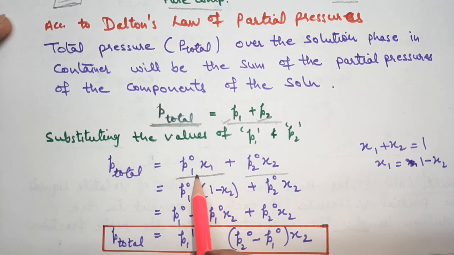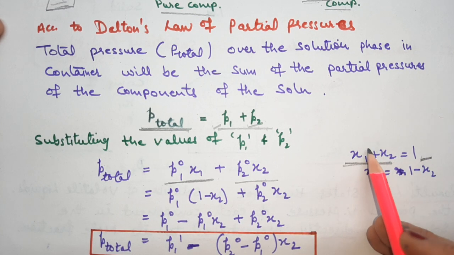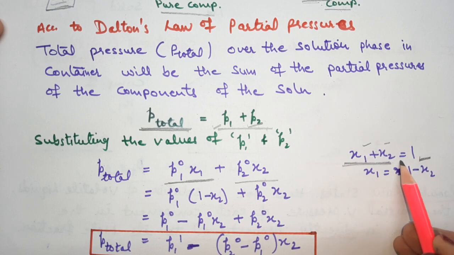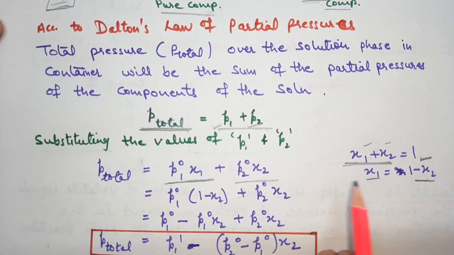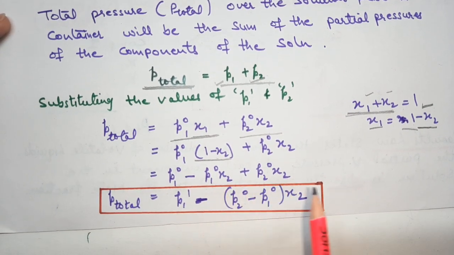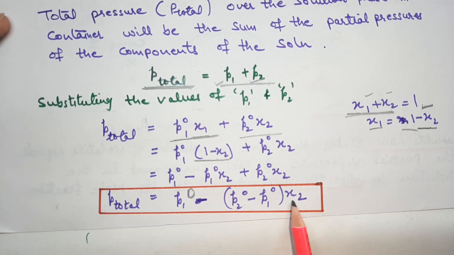Now, we know that the sum of all the mole fractions is always unity. Here we have only two components, so X1 plus X2, the mole fractions of the two components, will be equal to 1. So X1 is equal to 1 minus X2. If we substitute this value in place of X1, writing 1 minus X2, and solve the overall expression, we get P total is equal to P1 naught plus (P2 naught minus P1 naught) X2.